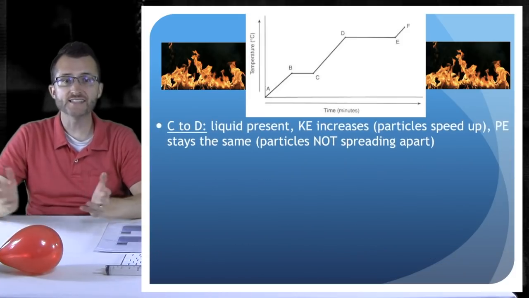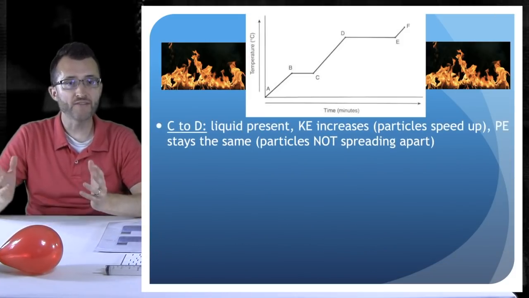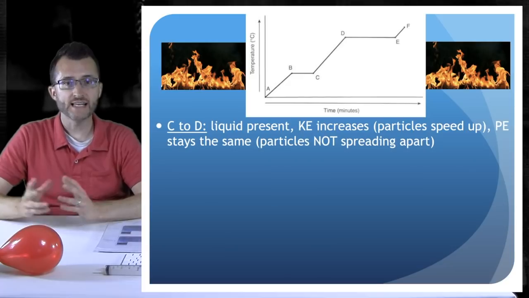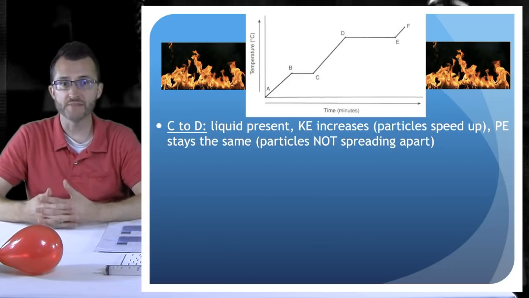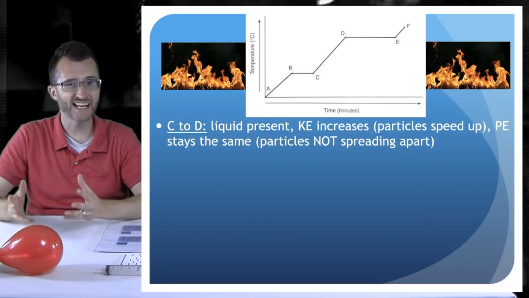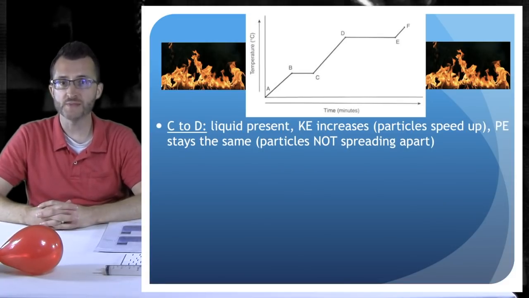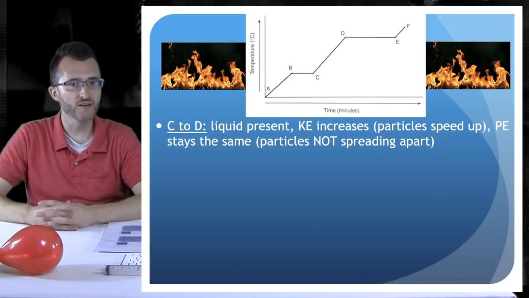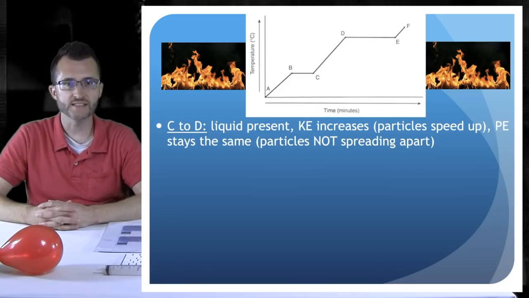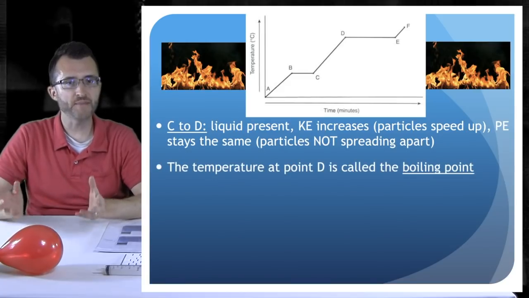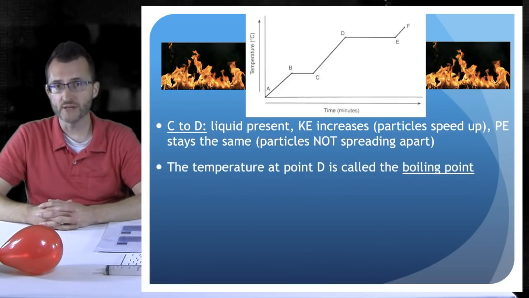All right, moving on to C to D. This is where we have only liquid present and the kinetic energy is increasing. Notice we have a sloped line. That means the temperature is going up, so kinetic energy increases. That means the particles speed up and are moving faster. The potential energy stays the same though because the particles are not spreading out. This is not a phase change along C to D. The temperature at point D is called the boiling point.